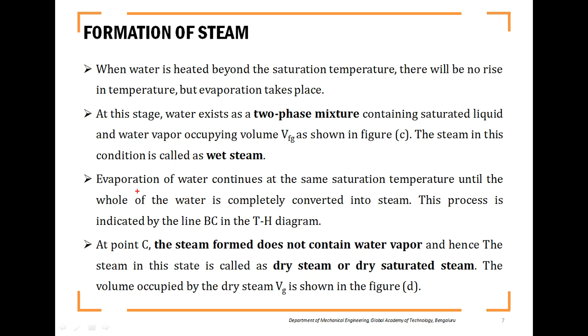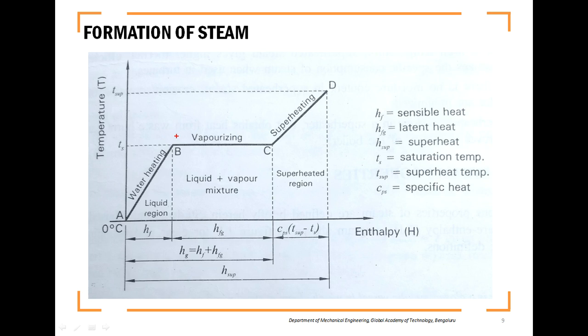When you heat it further, the evaporation of water continues at the same saturation temperature until the whole water is completely converted into steam. This process is indicated by the line BC in the TH diagram. At B, the water has attained its saturation temperature. The water has just started to boil, and from that state to point C, it gets completely converted into steam.